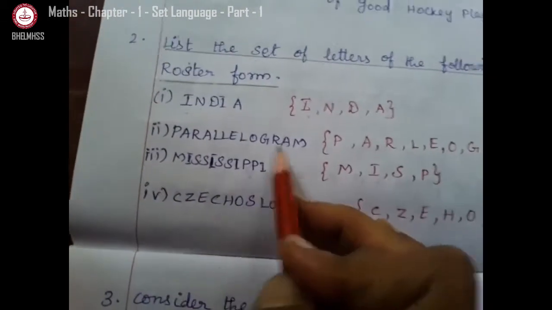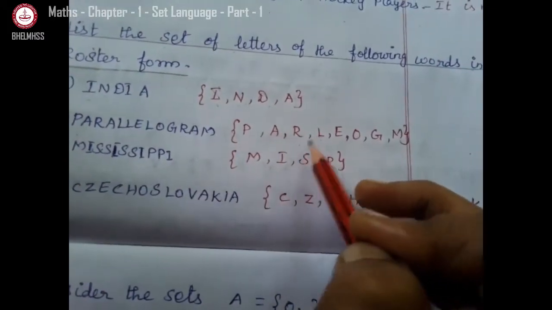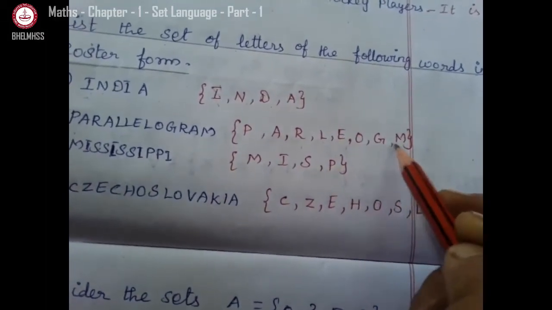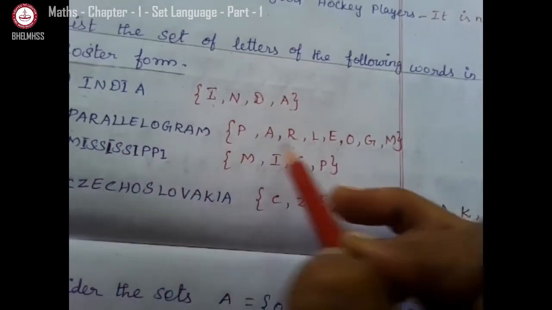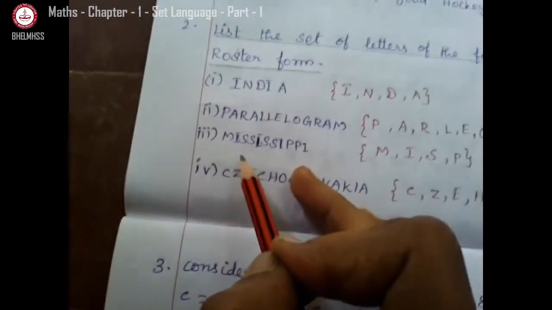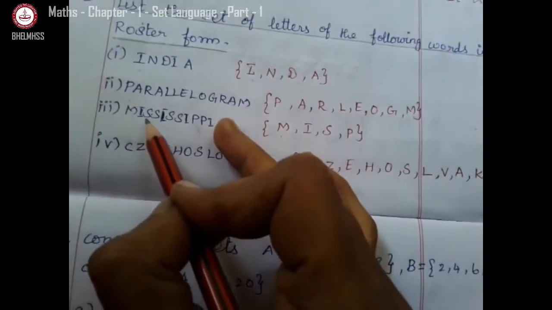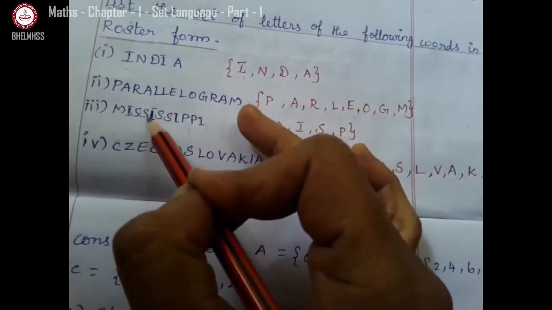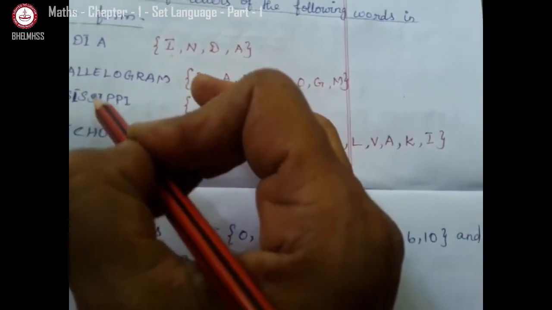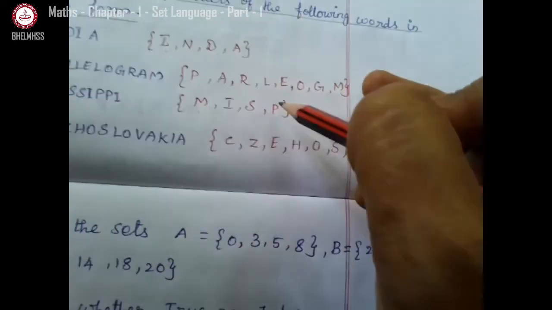Second one, parallelogram. P is written here, A, comma R, comma L, comma E, comma O, comma G, comma M. These letters only come one time. Repeatedly don't write the letters. Next, Mississippi. You write M, I, S. Again S comes, don't write. I also written. S also written. So P only missing, so write P. Close the curly bracket.